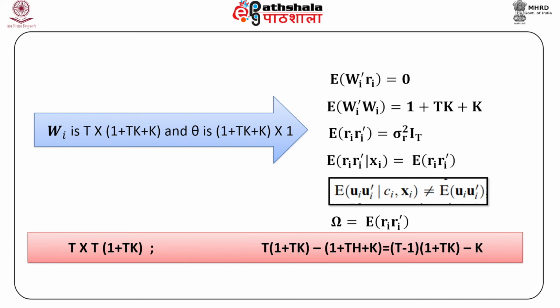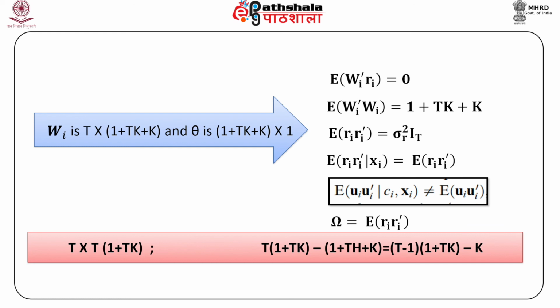Now, this basically means that if the assumption stated in equation 21 does happen to hold, in that case, feasible GLS is a natural approach. GLS here means generalized least squares. The matrix omega is now equal to the expected value of R_i R_i prime and can be consistently estimated by first estimating theta by system OLS and then proceeding with feasible GLS.